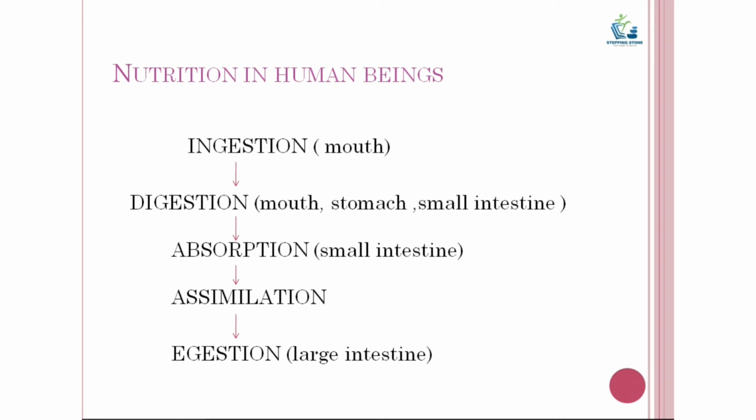Now we know that a part of the food remains undigested in our body. This undigested food cannot be absorbed in the small intestine. So the undigested food passes from the small intestine into a wider tube called the large intestine. And finally, this undigested food is passed out from our body through the anus as feces or stool.